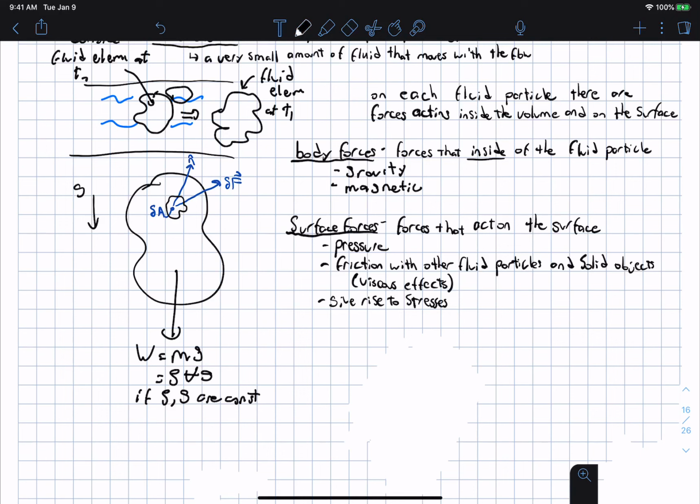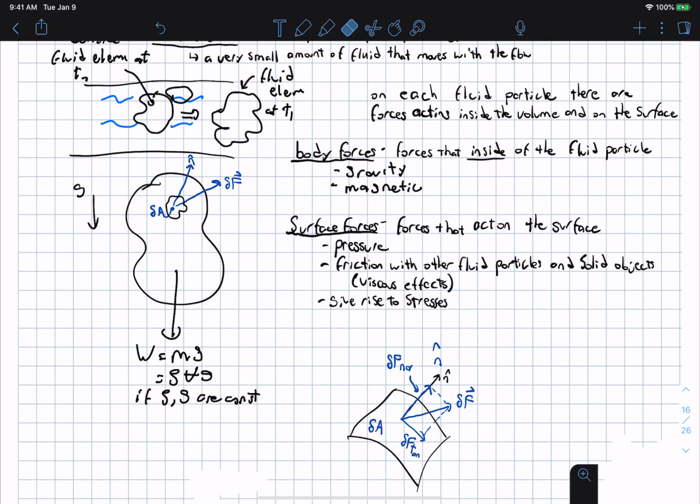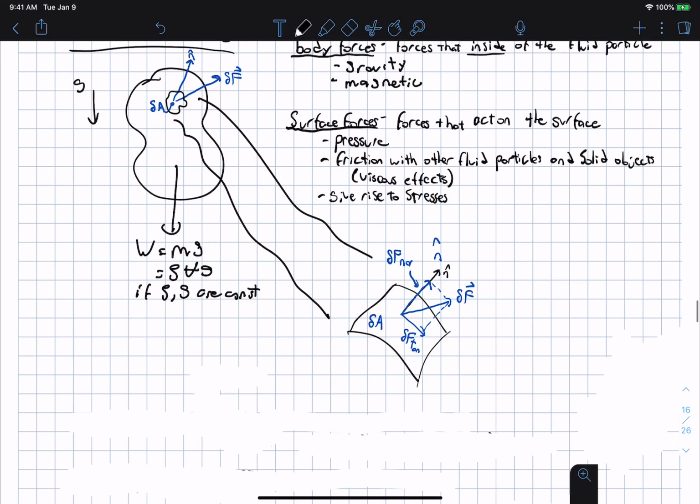So here, if I zoom in to a little patch on the surface, it's going to stick out. It's at some normal direction n hat. I have some differential area delta A, and there's some net force acting on that due to these surface stresses. If I zoom in to that, it turns out we can resolve this net force into normal components and tangential components. And this is just like you did for a solid.